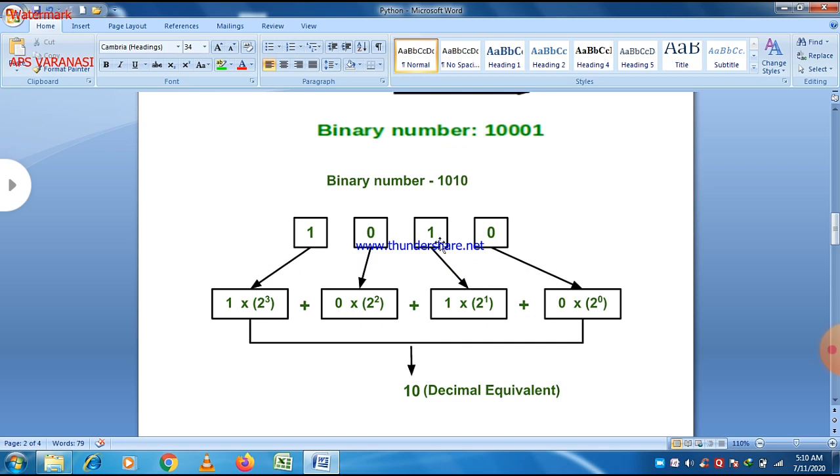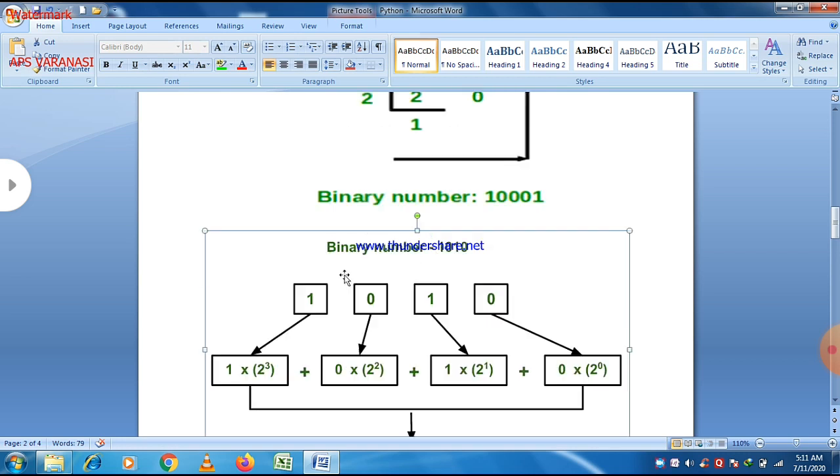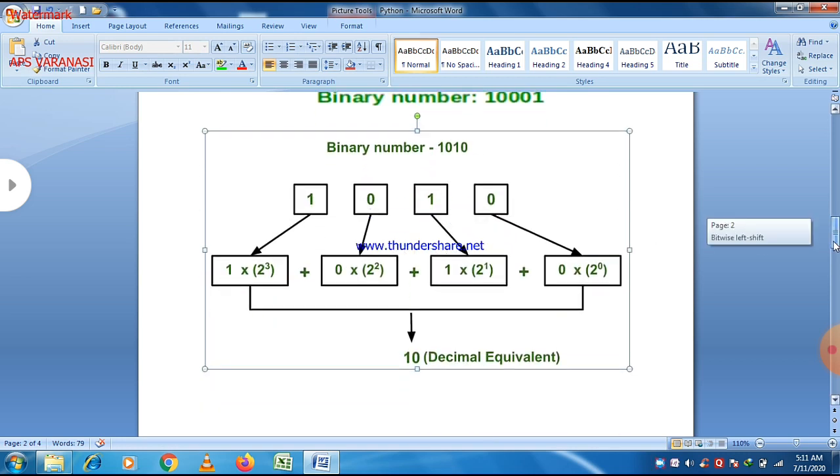So just write 0 first and multiply it by 2 power 0. Then write the second number 1 and multiply it by 2 power 1. It means increasing order. Then the third number 0 is multiplied by 2 power 2. Again the power is increased by 1, and the fourth number is 1, multiplied by 2 power 3. Again there is an increment of power.